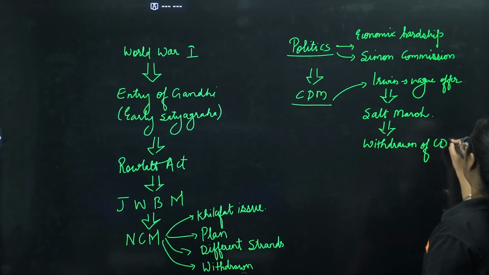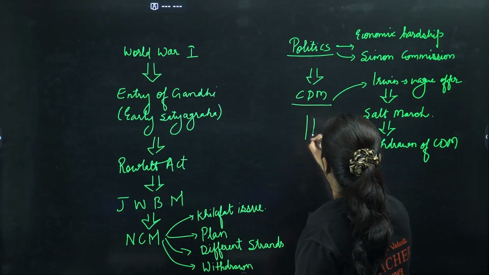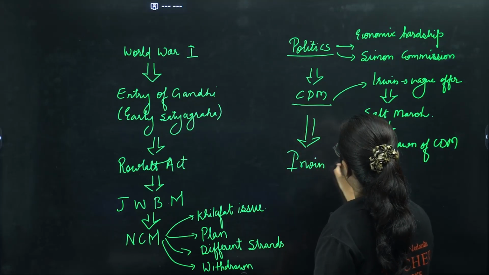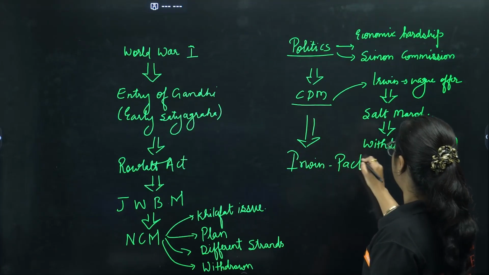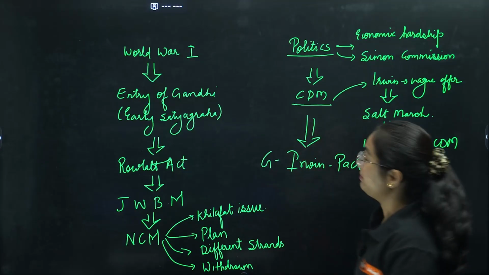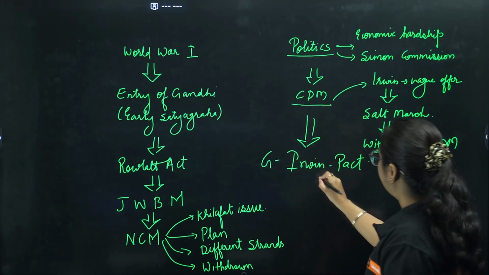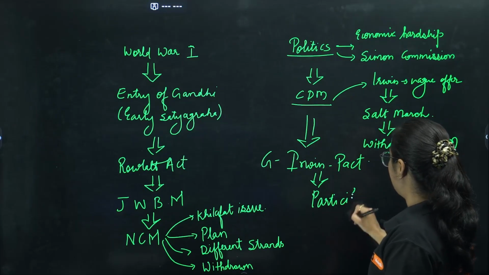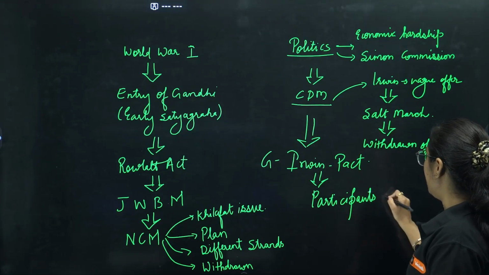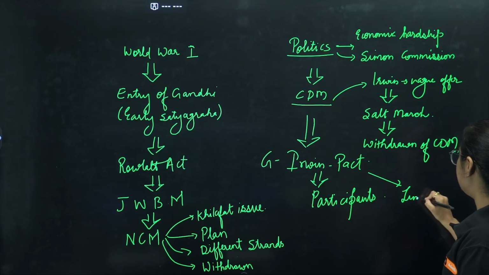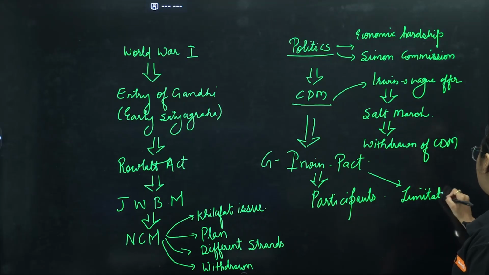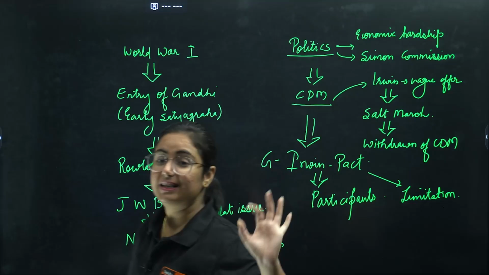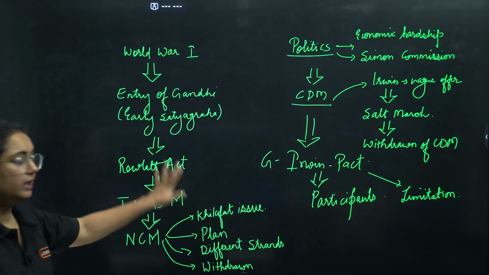Why was the CDM withdrawn? Because of the Irwin Pact, the Gandhi-Irwin Pact. Get my point? After that, we have seen how participants saw this movement, right? And then what were the limitations of the movement, and who did not participate in the CDM. So basically, this is the graph we have studied up till now.